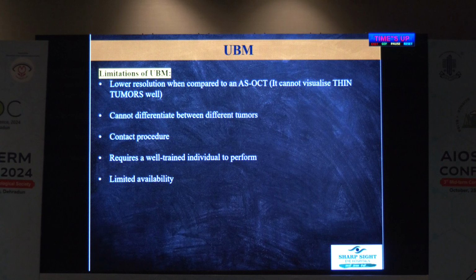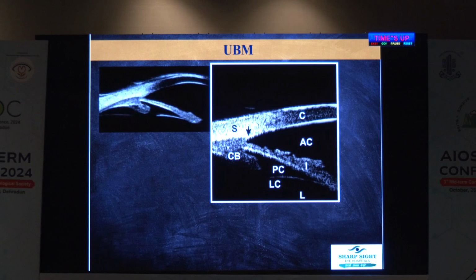Limitations of UBM is obviously that it's a lower resolution tool. So you would not do a UBM in a thin tumor. An ASOCT does better when there is no shadowing. It is a contact procedure. Whoever is doing the UBM requires a lot of training. The patient has to be under a water bath for some time, so patient cooperation can be poor. And UBM is not that frequently available. Even in Delhi, there are very few setups, government and private included, which have UBM.